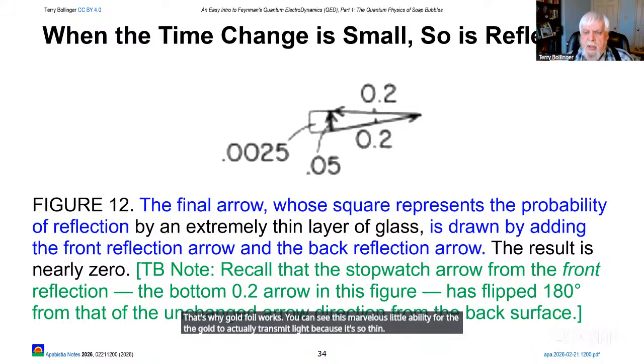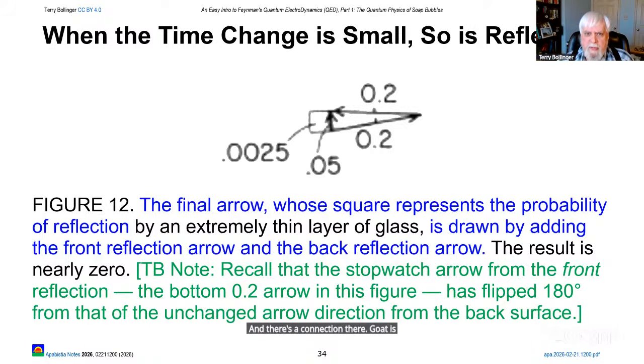And there's a connection there. Gold is extremely reflective. It's one of the most reflective media that exists. And yet, if you can put it into a thin enough sheet, you can actually see through it.